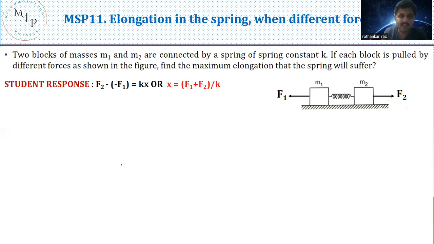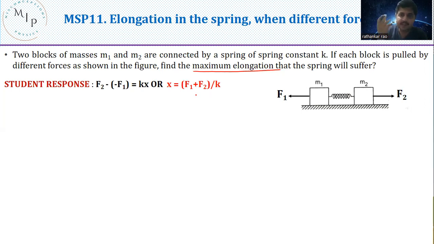Now the response that I got from you guys: one of you replied that F2 is applied like this, F1 is applied like this, so I apply F2 minus F1, and the net force should be equal to Kx. I had asked here not the distance moved by every block, but just the maximum elongation. So maximum elongation should be x equal to F1 plus F2 divided by K.